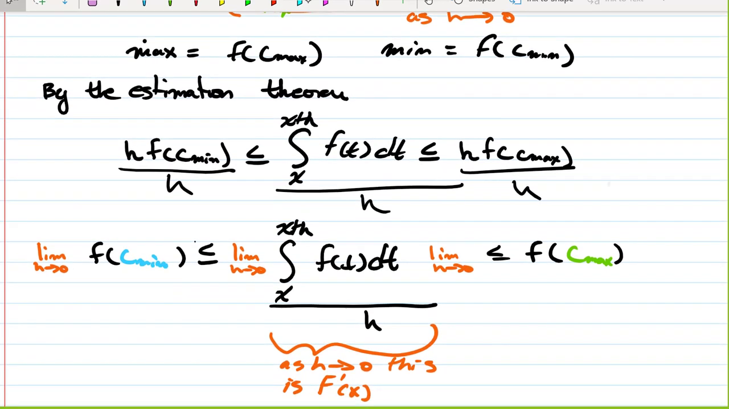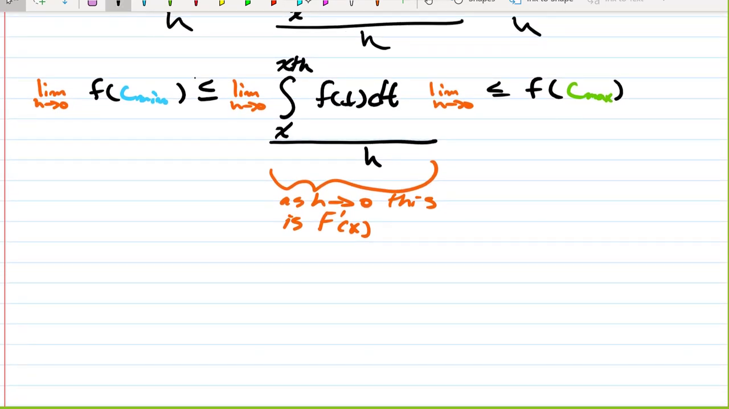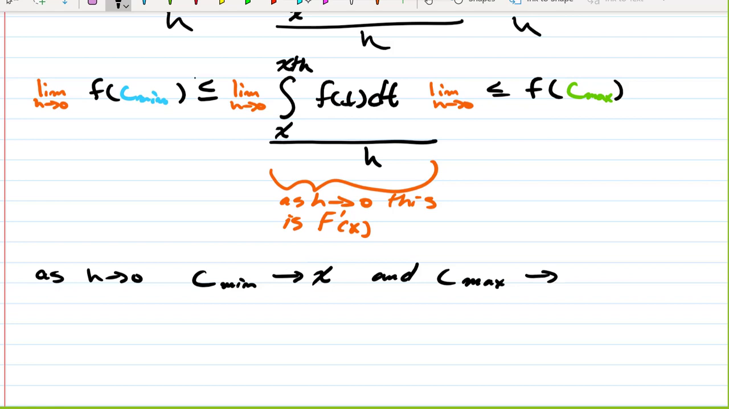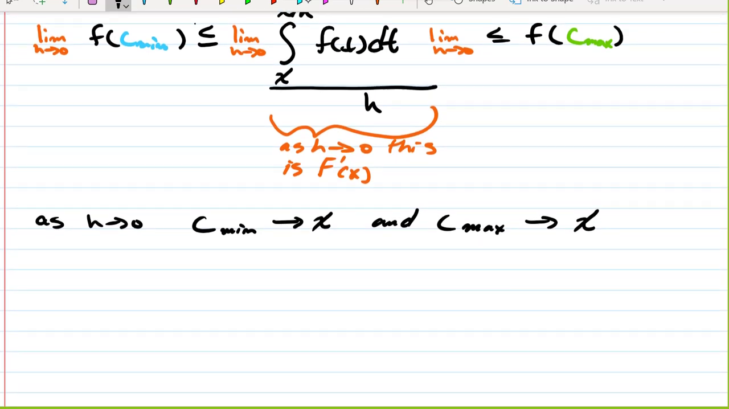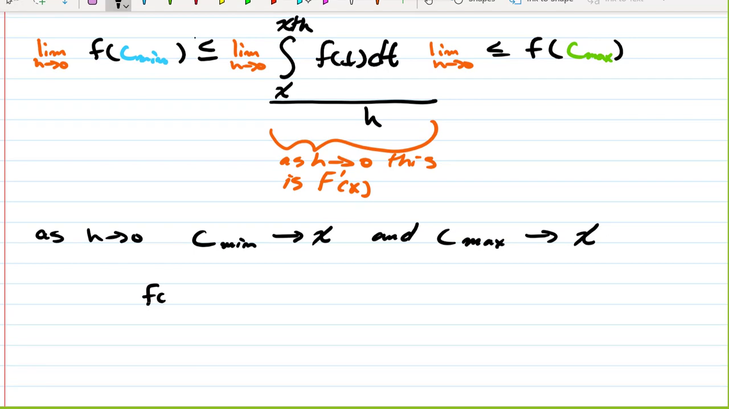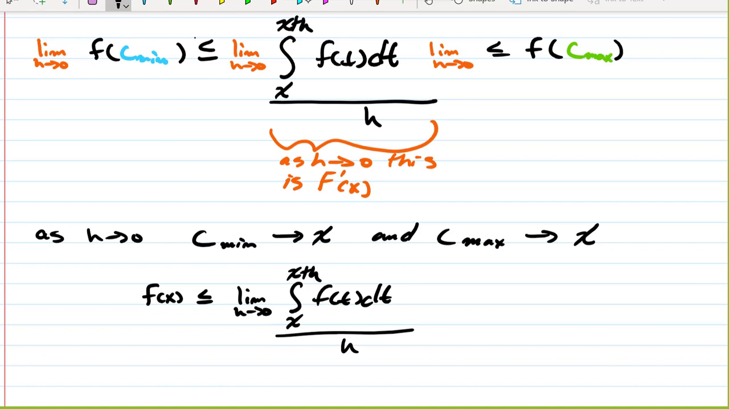So as h goes to 0, C min goes to x, and C max also goes to x. So then that gives us f of x is less than or equal to the limit as h goes to 0 of the integral from x to x plus h of f of t dt, all divided by h, which is less than or equal to f of x.